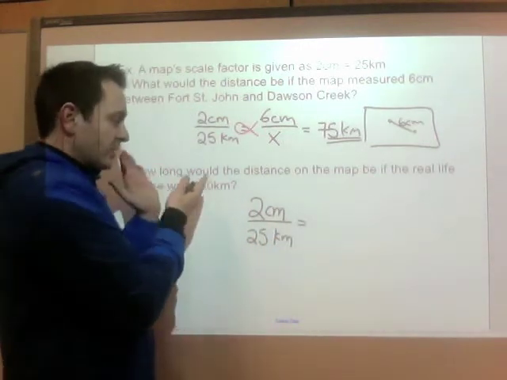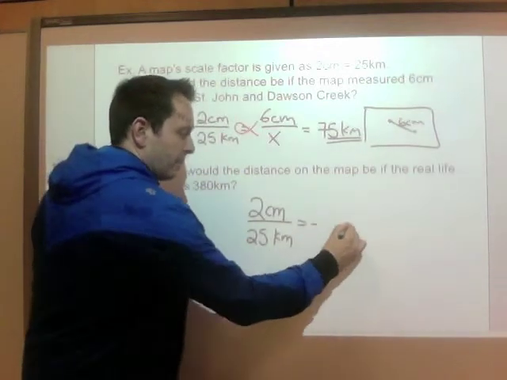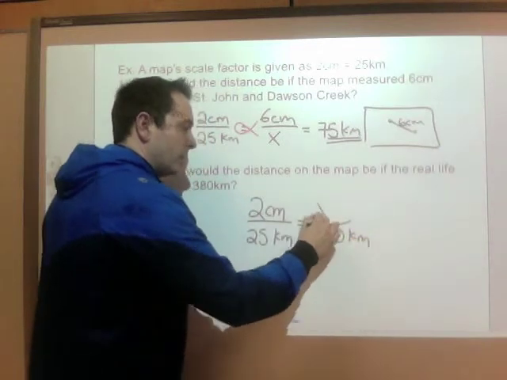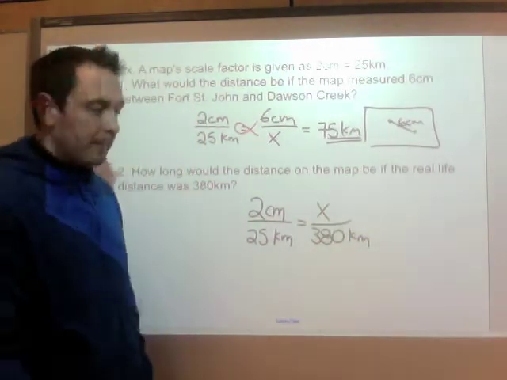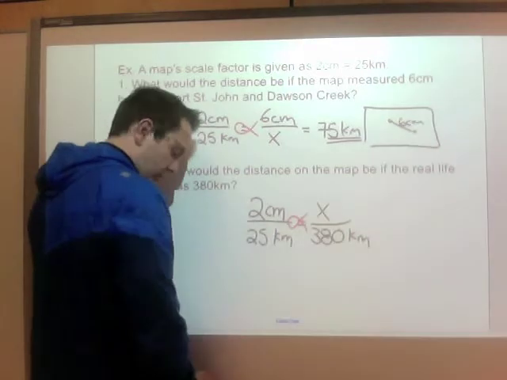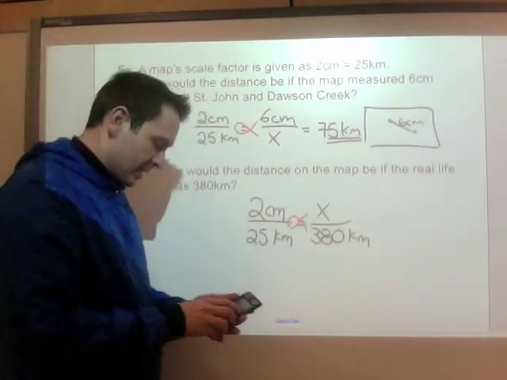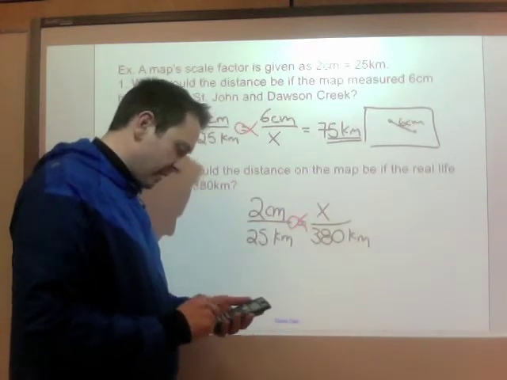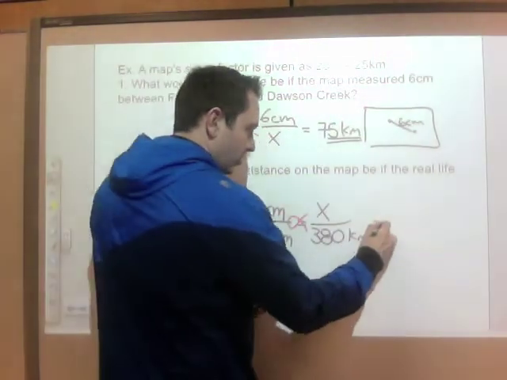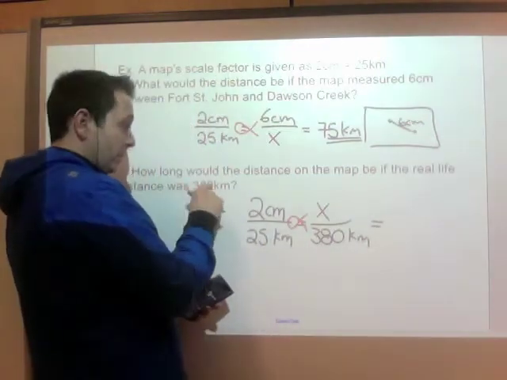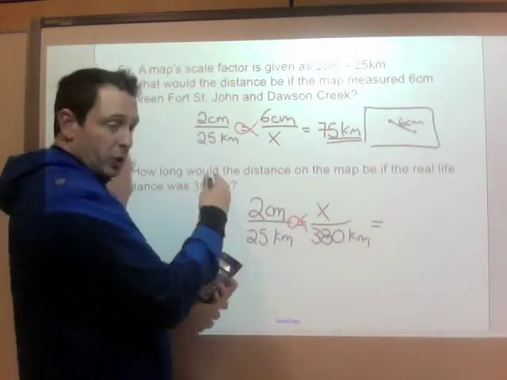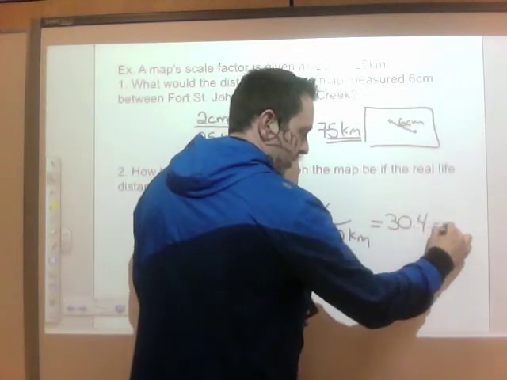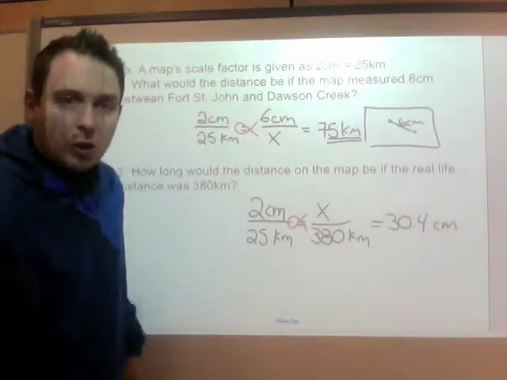Now this question is giving us real life distance. Real life distance is on the bottom. And we want to know how big it is on the map. So again, you can cross multiply, use your fish technique, however you're going to do this. And I get 380 times 2 divided by 25 equals, my map is going to be from wherever I wanted to know, Fort St. John to 380 kilometers away, on the map would be 30.4 centimeters on the map.